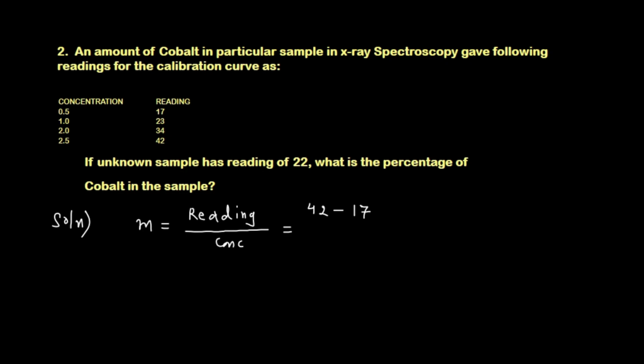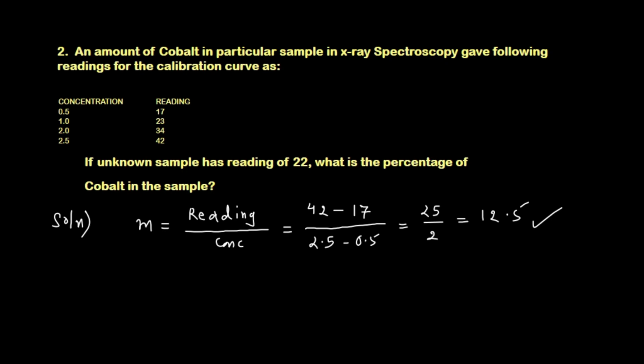In any straight line equation, a linear relationship is there, and of course this will be divided by the difference in concentration. For the 42, the concentration is 2.5, so we will write 2.5 here, and for the 17, the concentration is 0.5, so we will write minus 0.5 here. That will give you 25 by 2, that is 12.5, right? This is the slope of the line.